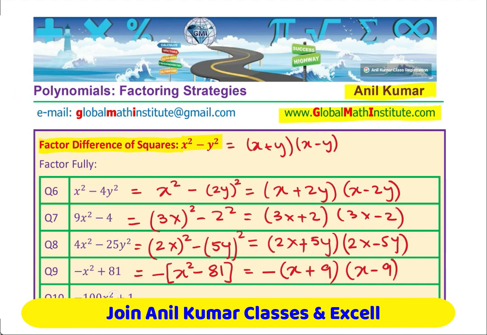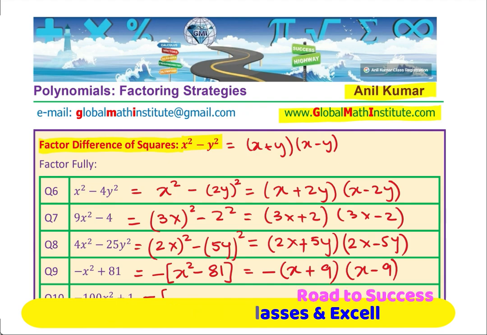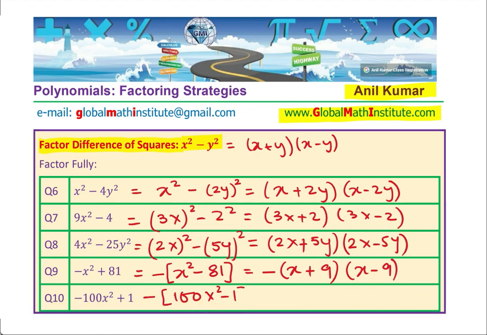Similarly, minus 100x squared plus 1. I can take minus outside and then I can write this as 100x squared minus 1. So that gives me minus, 100x squared is 10x squared, correct? So I can write this as 10x plus 1 times 10x minus 1. Does it make sense to you? So that is how we can actually factor them. So this is a very simple process.